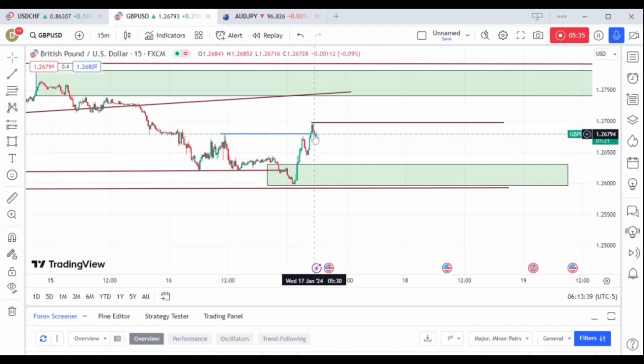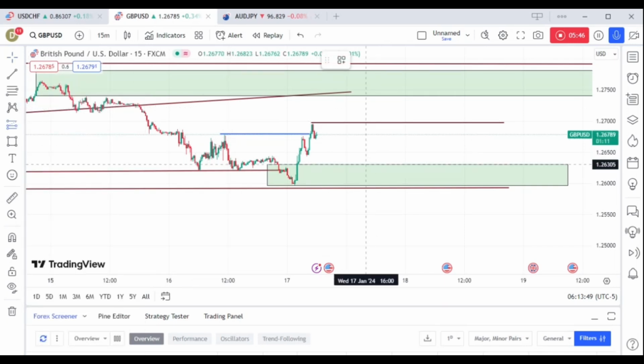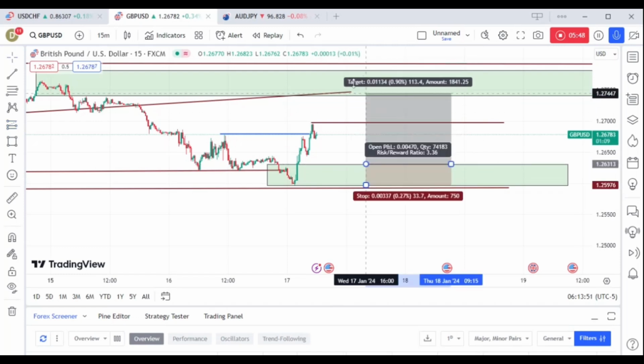And for me, what I'm going to wait for now is for price to come back to this zone, so I can buy from this zone here. But because it's not very clear for me to buy immediately, I will not say I'm going to buy here, but this is a possible setup for me to take on this pair, targeting this level here.